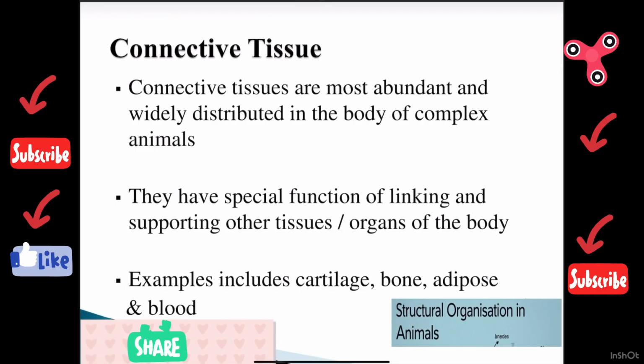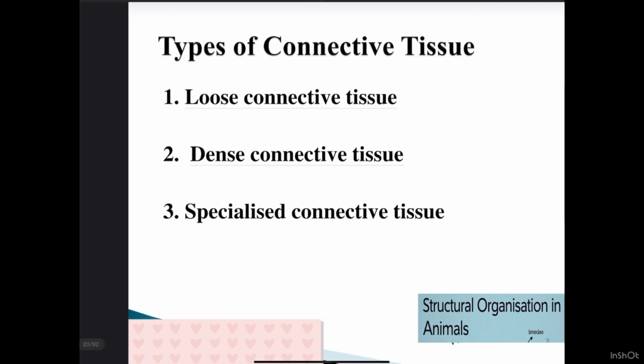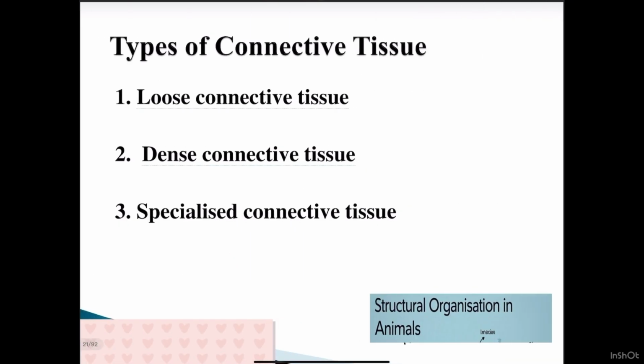And now let us see connective tissue. Connective tissues are the most abundant and widely distributed in the body of complex animals. They have the specialized function of linking and supporting other tissues or organs of the body. Examples: cartilage, bone, adipose tissue and blood. Types of connective tissue: loose connective tissue, dense connective tissue, and specialized connective tissue.